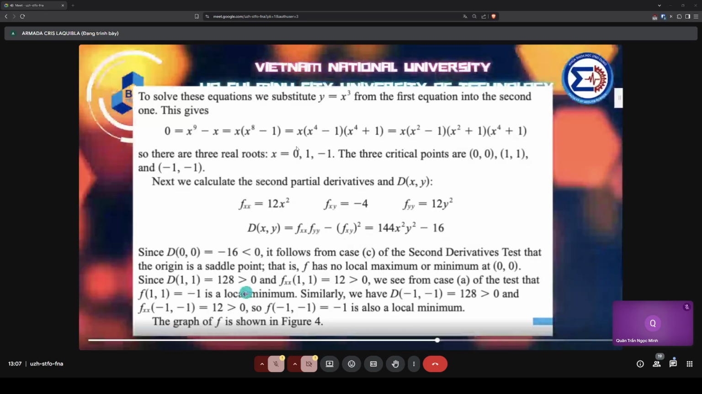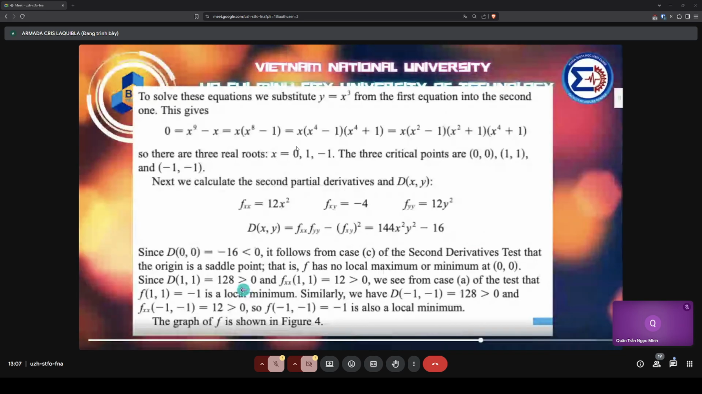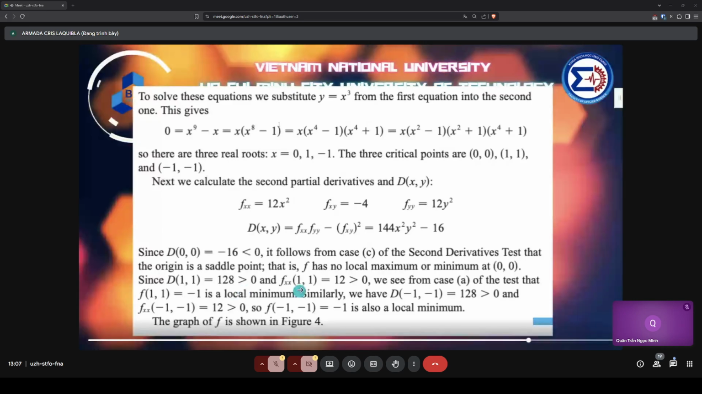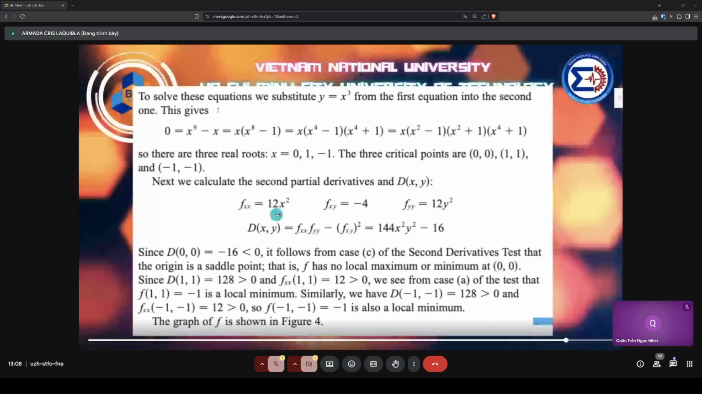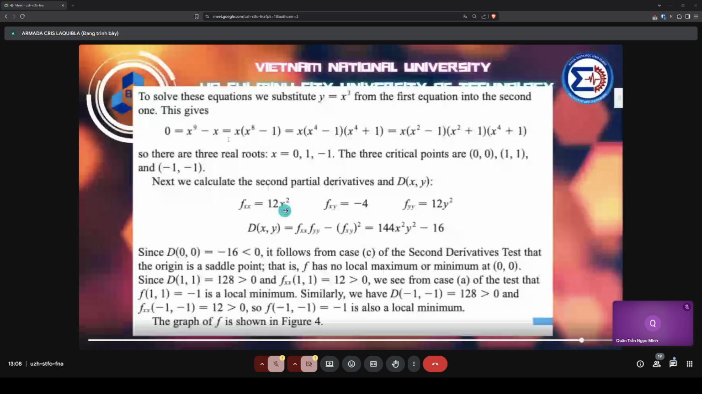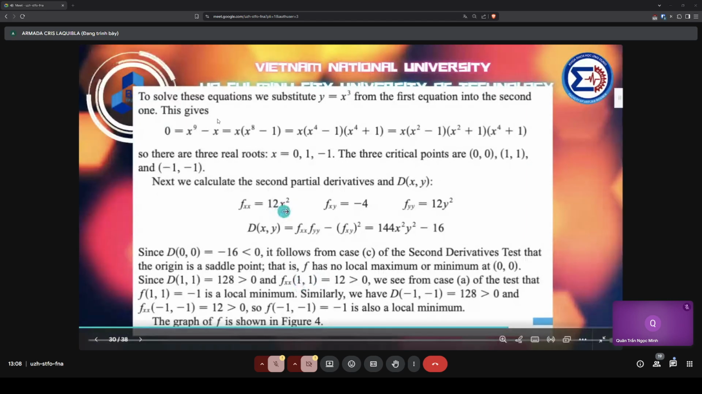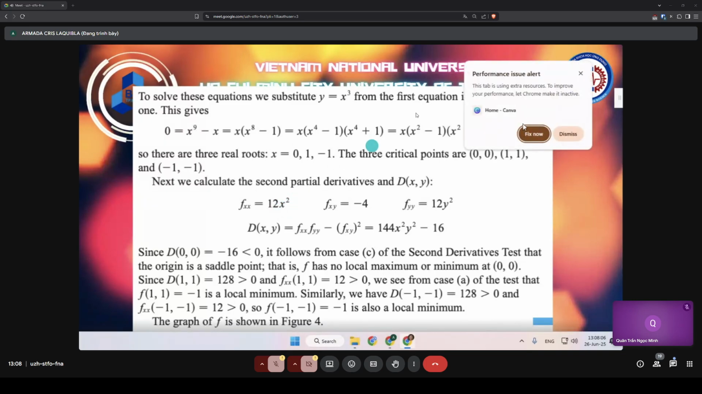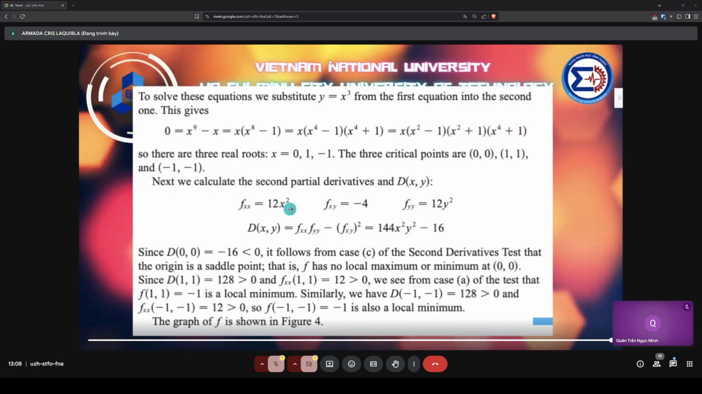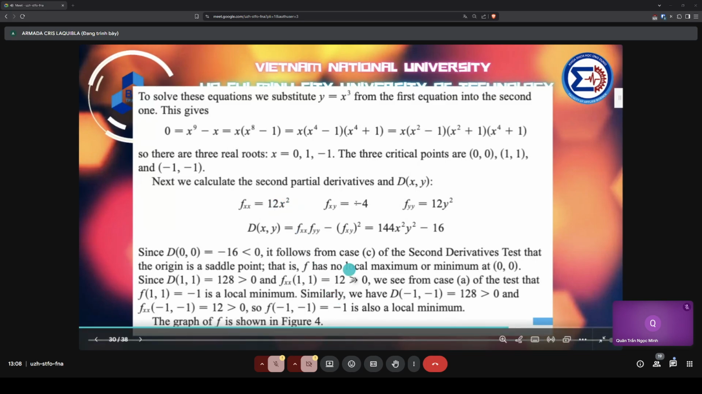Now, class, if it is positive, you substitute it also into your fxx. Just go with your fxx: 1 in your x and y in your y. There is no y here, so just substitute the 1 here. 1 squared is 1, and then times 12. The answer is 12. They are both positive.